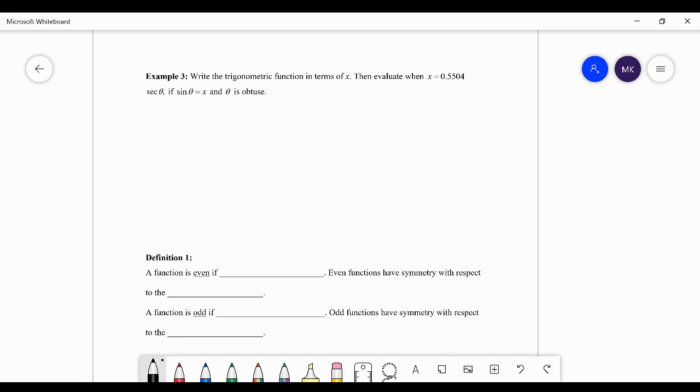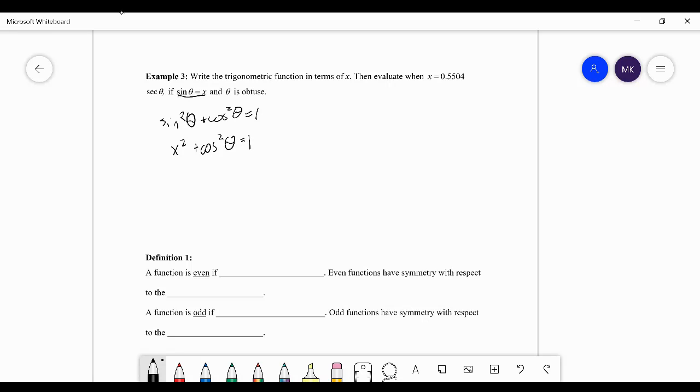So rather than trying to get from sine to secant, I can simply get from sine to cosine and then just flip it and go from there. So what we're going to do is use the Pythagorean identity, which says very simply that sine squared of theta plus cosine squared theta equals 1. Now what I know is sine of theta equals x. So this equation becomes just very simply x squared plus cosine squared theta equals 1.